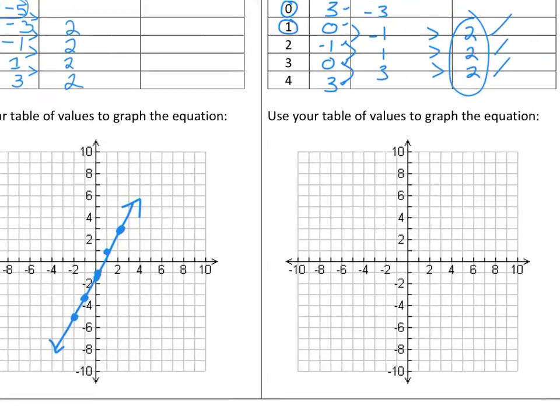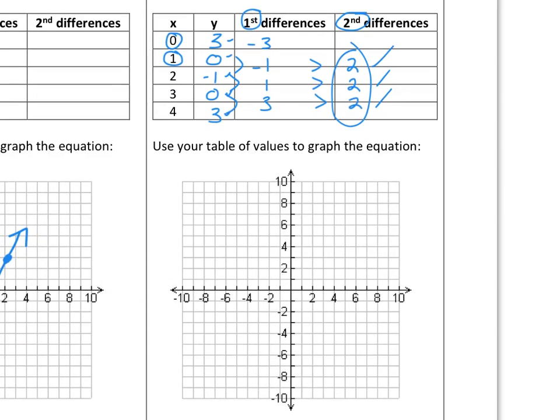The next graph that I'll make is a parabola, and we'll see how that works. We'll plot a point at 0 and 3. Then we'll plot a point at 1 and 0. Then we'll plot a point at 2 and negative 1, 3 and 0, and 4 and 3. And this, of course, makes the U shape of my parabola.